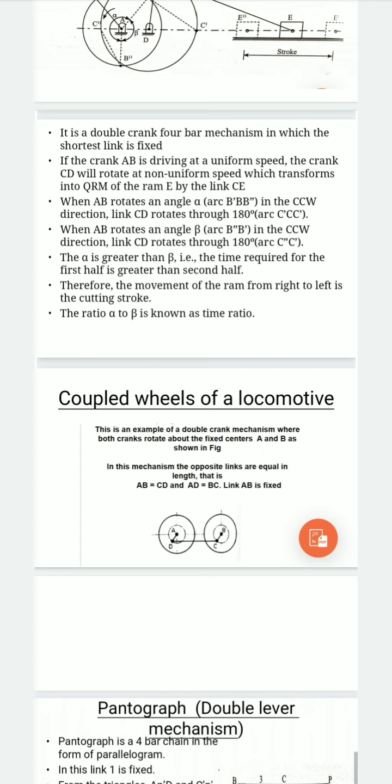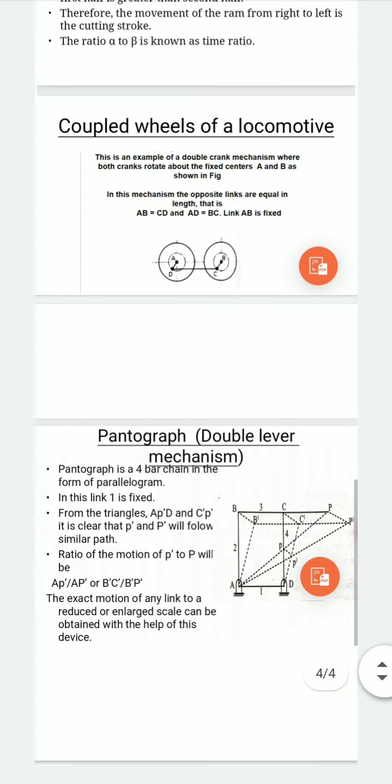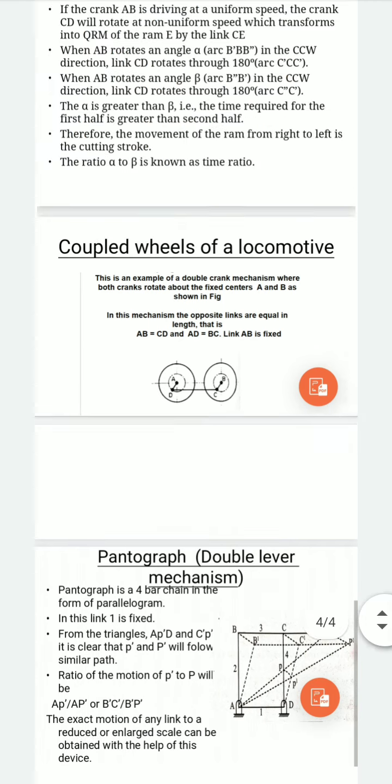Here the condition is that opposite links will have the same length. As one link rotates, the other will also rotate. And the fourth one is the pantograph, which is used to draw enlarged or reduced figures. These are the four inversions of the 4-bar chain.